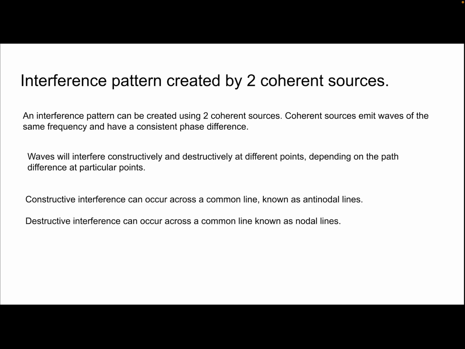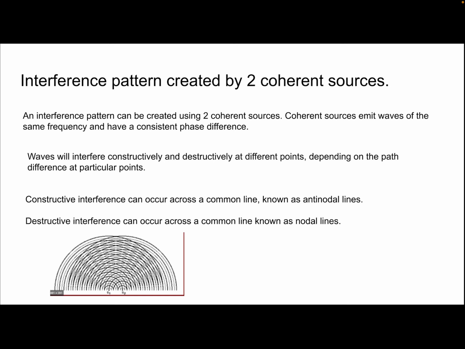We know that constructive interference always occurs across common lines, which are known as antinodal lines, and destructive interference occurs across common lines known as nodal lines. So antinodal lines are where we have constructive interference. These are the places where you're going to observe the bright fringes if you're looking at light, and a loud sound if you're talking about sound waves. The nodal lines are where the waves cancel out in terms of amplitude, and you get places where there's a dark fringe, or a quiet sound if you're talking about sound waves. We should have covered this last year in level 2.